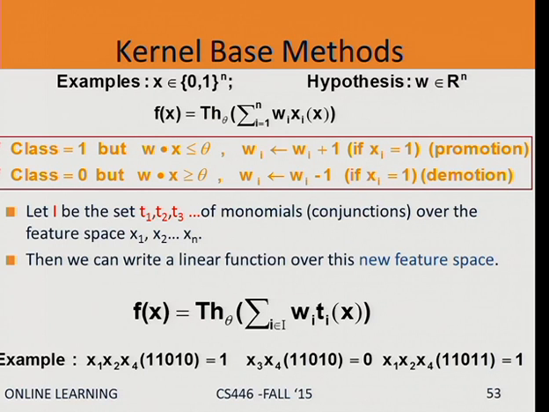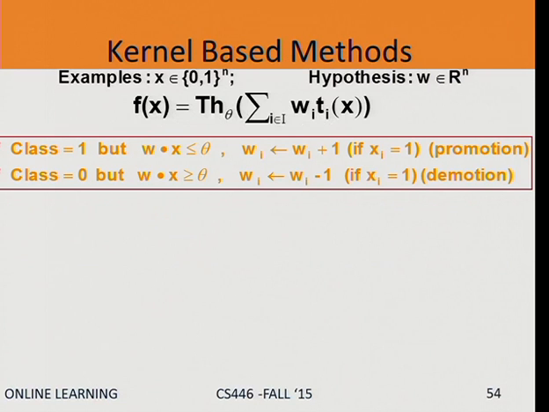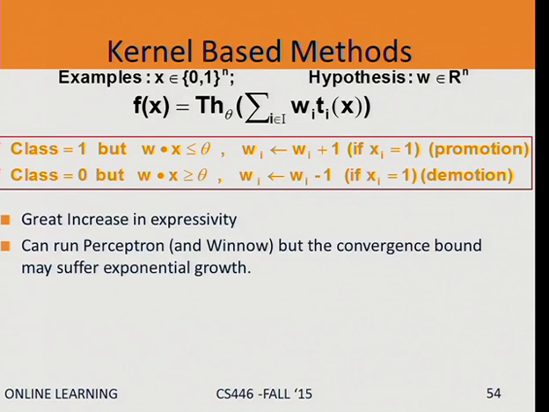And x1, x2, x4 of another example here is also 1. Okay, so what am I going to do here? I increase the expressivity by a lot, but I also increase the computation a lot, right? So I can run perceptron and I can also run Winnow on this new space, or the t space.